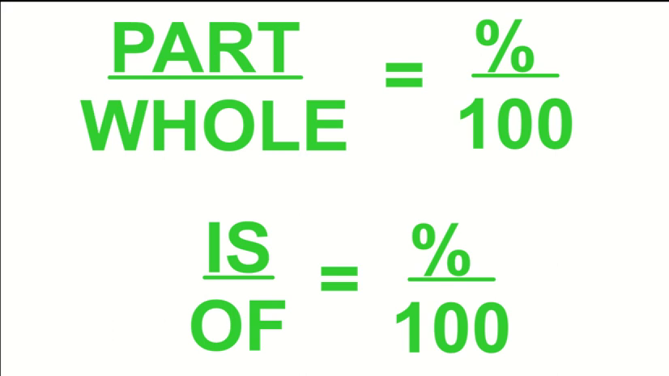Okay? The other one that we're going to work on a lot today is is and of problems, where it's is over of, percent over 100. And that one probably sounds a little bit more strange than part over whole, but you'll see it's not so bad with how the questions are worded. All right, we got that down? And you see, each time I have 100 on the bottom right and percent over 100.